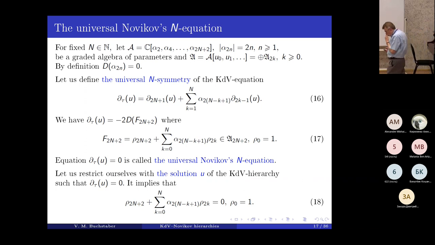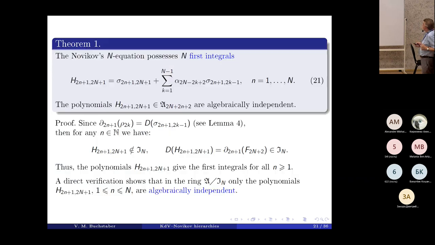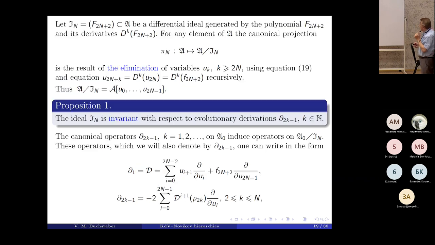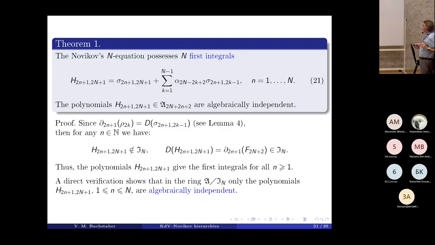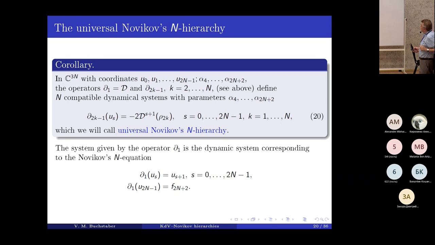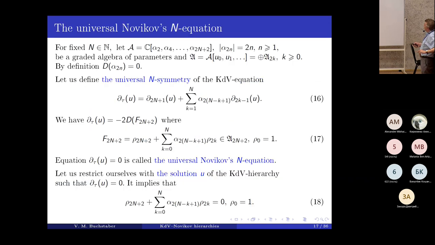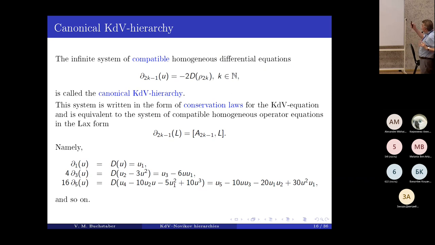Next step. We obtain the operator d to k minus 1. So I described to you what canonical KdV hierarchy means.